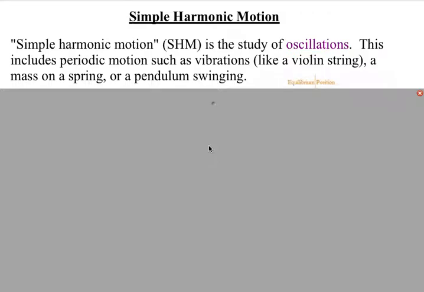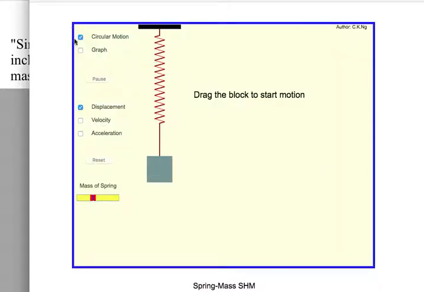Let's talk a little bit about how we can describe position, velocity, and acceleration for an object in simple harmonic motion. So first of all, simple harmonic motion is the study of oscillations. This is any cyclical motion like a vibrating violin string, a spring that's oscillating, or a swinging pendulum. We will usually be looking at a spring. It's just the easiest one to visualize.